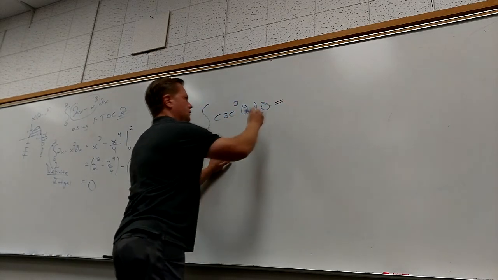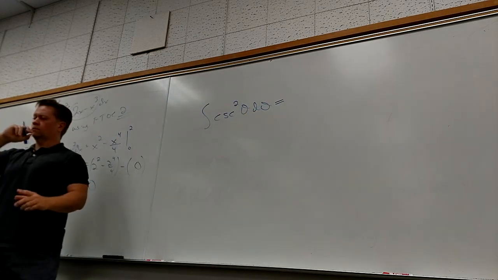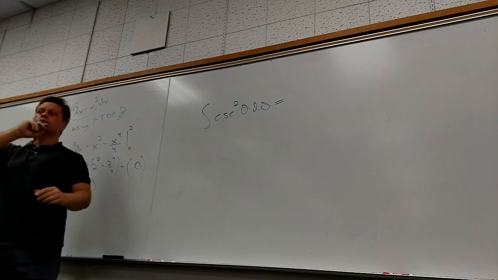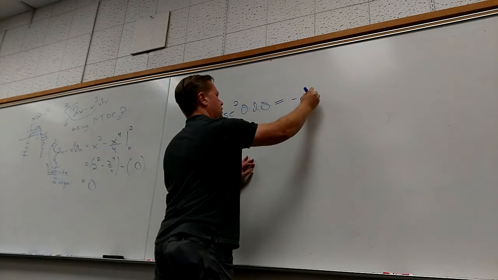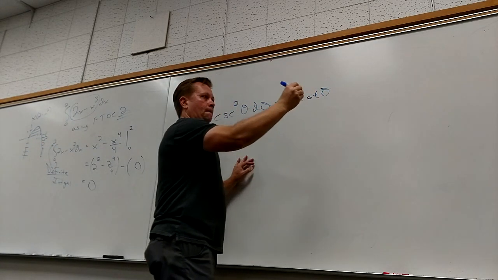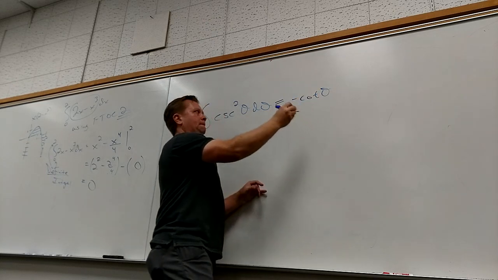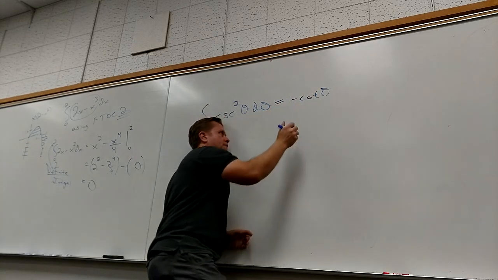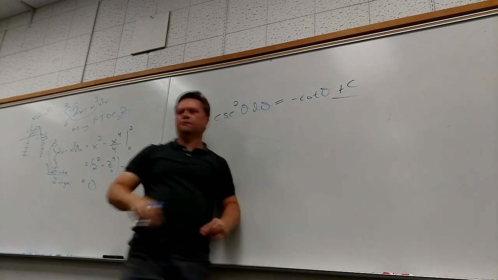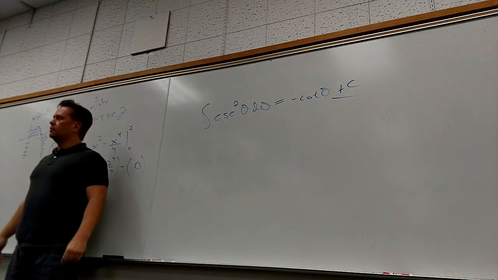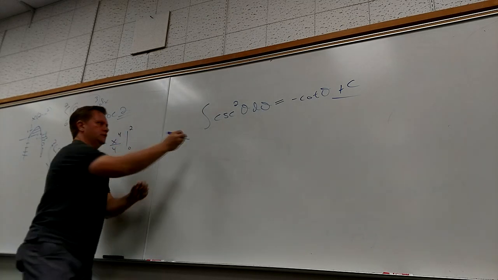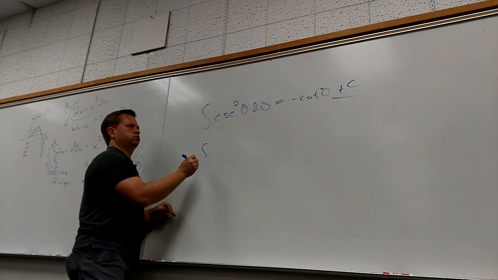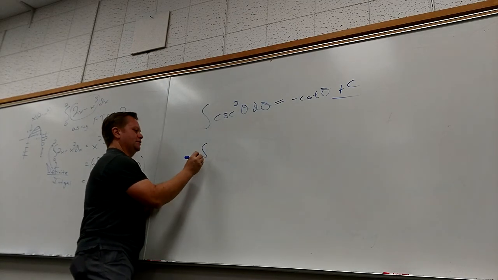So what would this be? Tangent theta, no? Almost. It's co, so it's negative. Negative cotangent theta plus C. Why does the plus C have to be there? Because how could it cancel when there's not two things subtracting, right? So how would I do this then? It's nothing too freaky.